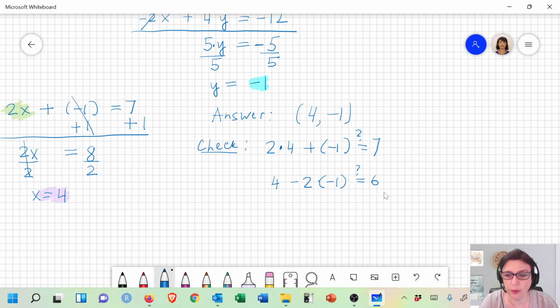So 2 times 4 is 8, minus 1 or plus -1, is that 7? Yes. 8 minus 1? Yes, check. Now, how about the second one? This would be 4. Now, you can insert the plus here. So -2 multiplied by -1 is 2. So plus 2, is that 6? Yes or no? Well, 4 plus 2 is 6. So that means that I am done.